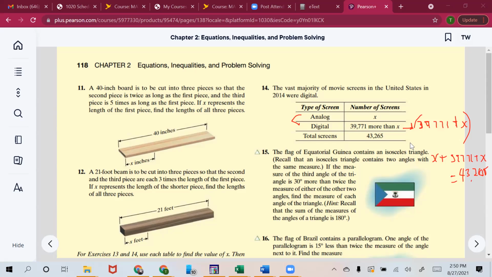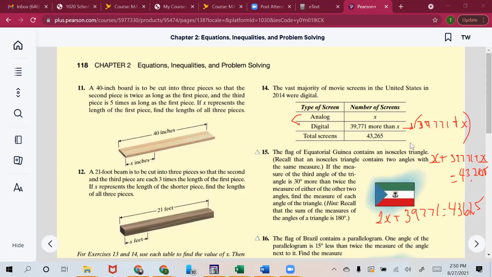So now to solve this, I'm going to combine my like terms. I'm going to put my X and my X together, which is going to give me 2X. So I've got 2X plus 39,771, and that needs to be equal to, we said, 43,625. So to work this out, I'm going to subtract 39,771 from both sides.